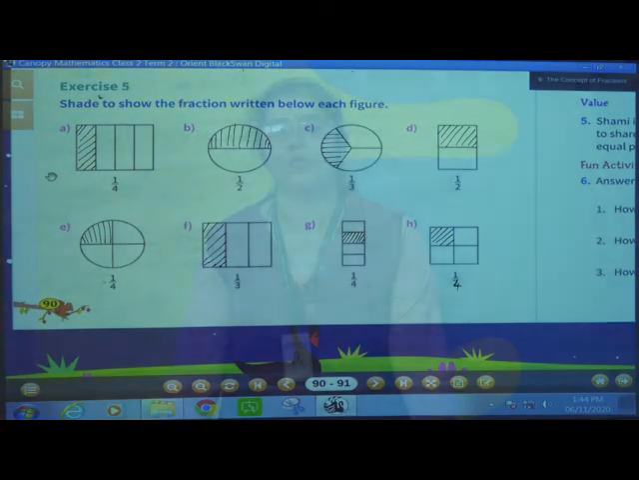Okay, completed? So students, I hope you understood the concept of fraction: half, 1/3 and quarter. Okay, we have completed our 6th lesson, that is the concept of fraction. Okay, thank you.